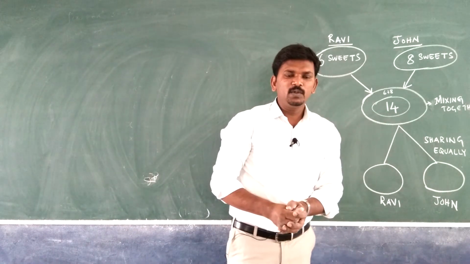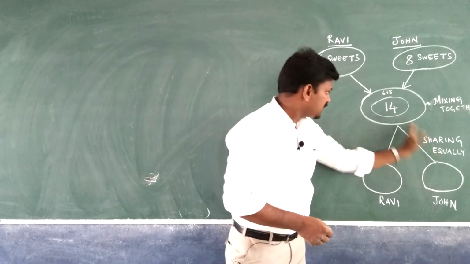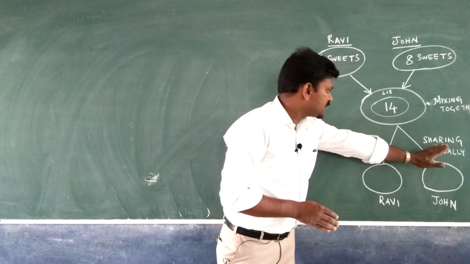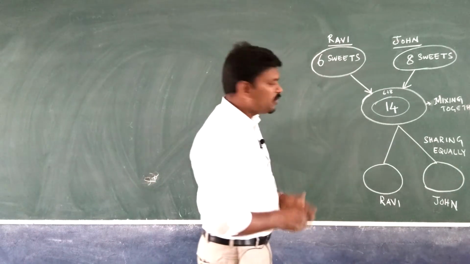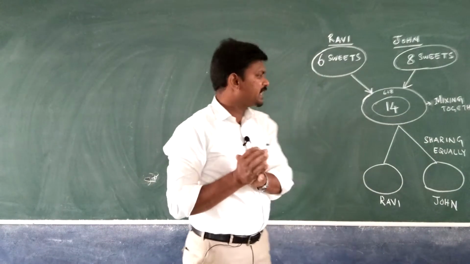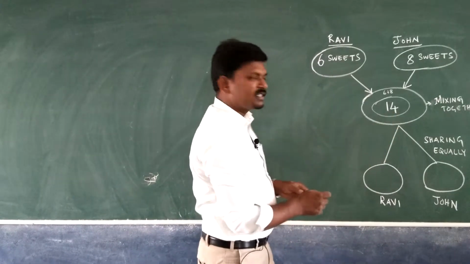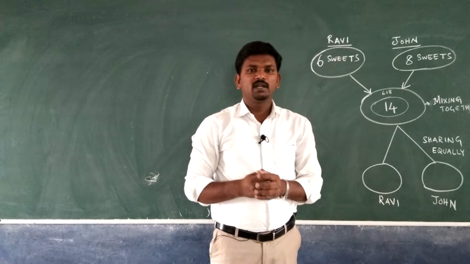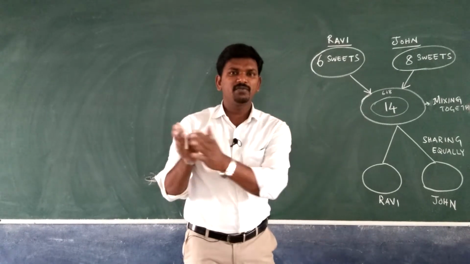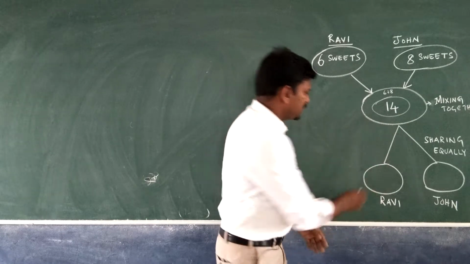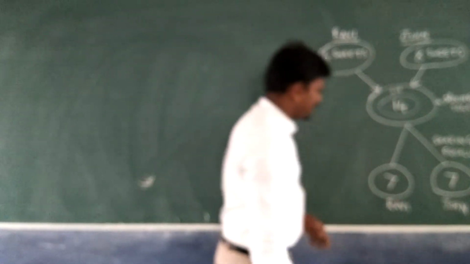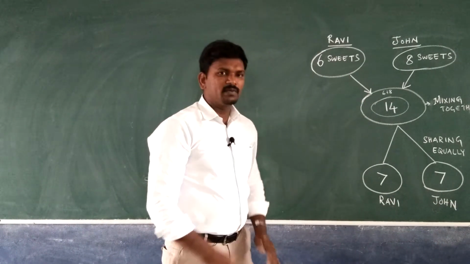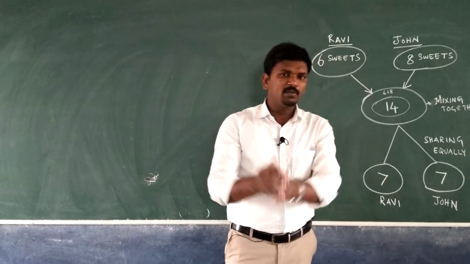And what we are going to do, we are going to share these 14 sweets among those two boys. We are going to share them equally. So how many sweets will each of them get? If you have 14 chocolates, you are sharing between your brother or sister, how many will you get? Each of you will get 7, because 14 divided between two is 7. Ravi is getting 7 sweets and John is getting 7 sweets. So it is a very simple concept, you may understand.